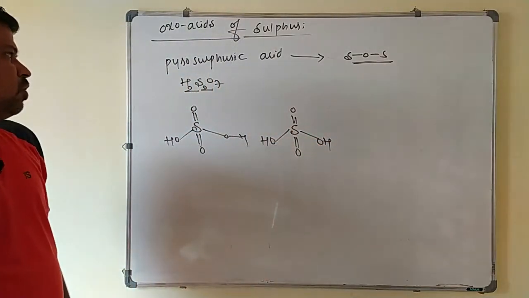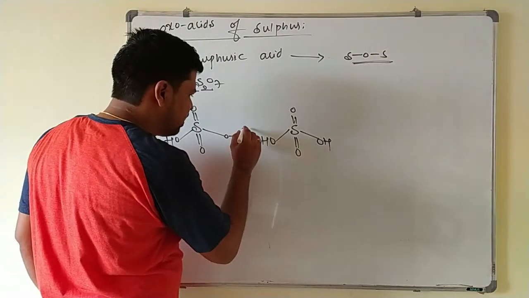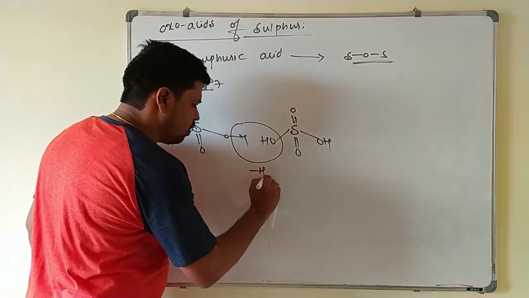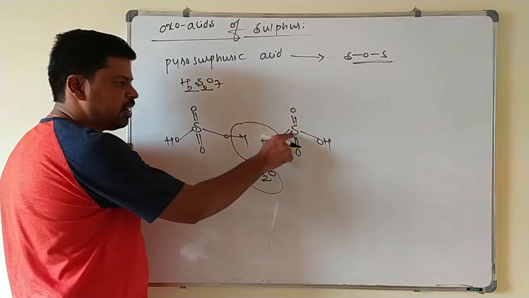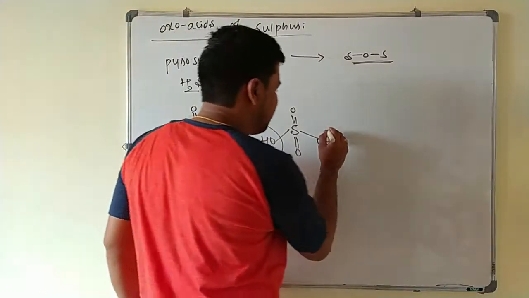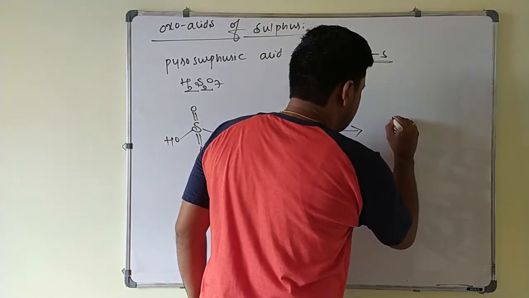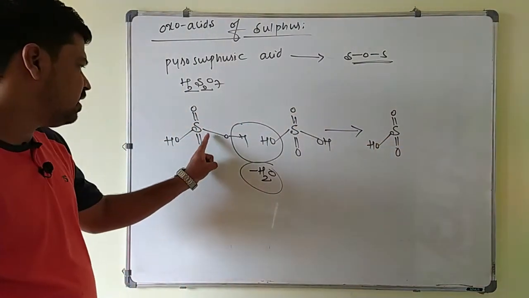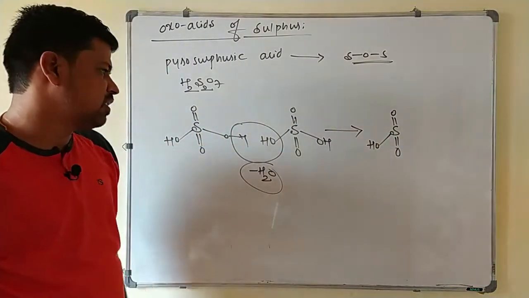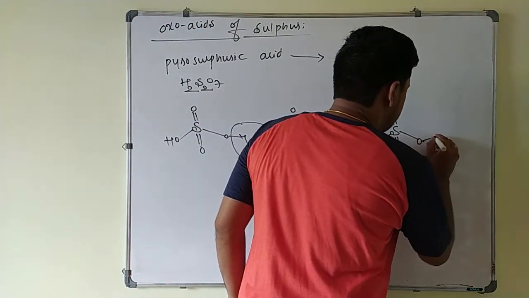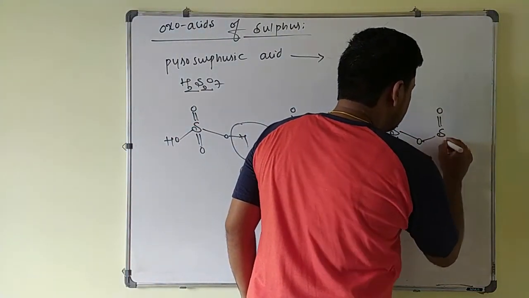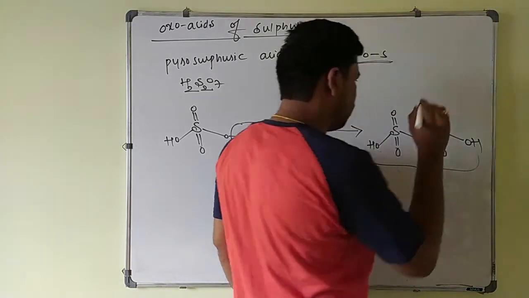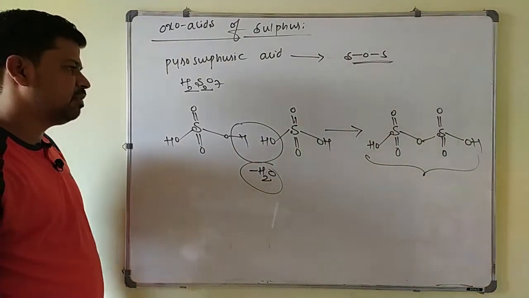From the 2 moles of H2SO4, you have to remove one water molecule like this. If you remove this water molecule, what is remaining? This oxygen is connected to the sulfur directly, so you will get a structure like this. This is your pyrosulfuric acid. This OH as it is, this side OH as it is, you just connect these two sulfurs with an oxygen here. So this is the oxygen, sulfur, double bond oxygen, and this is OH. So this is the structure of pyrosulfuric acid.